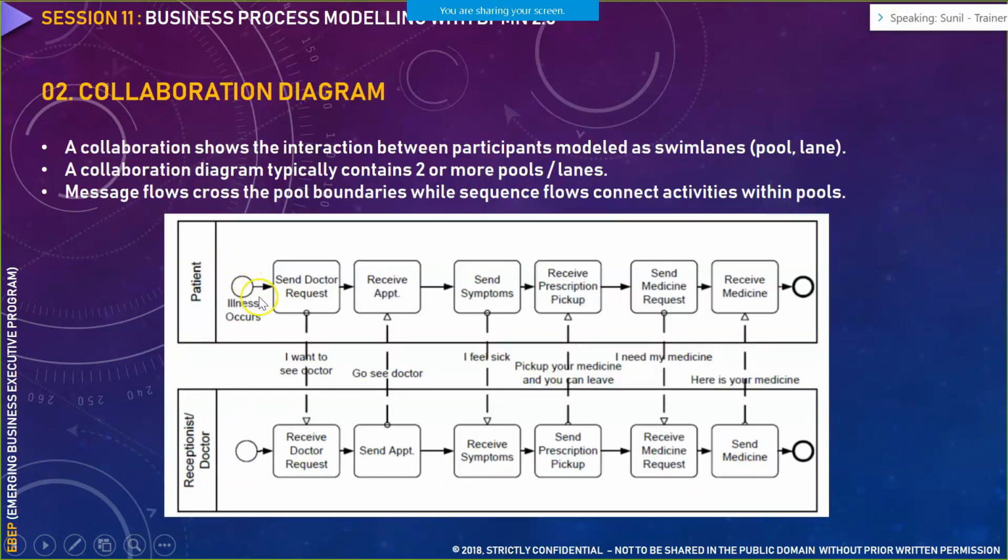Now next we come to the collaboration diagram. That was the process diagram. This is the collaboration diagram. So here it shows the interaction between participants modeled at swim lanes. Now what are swim lanes? Swim lanes are nothing but these lanes which differentiate your system modules.